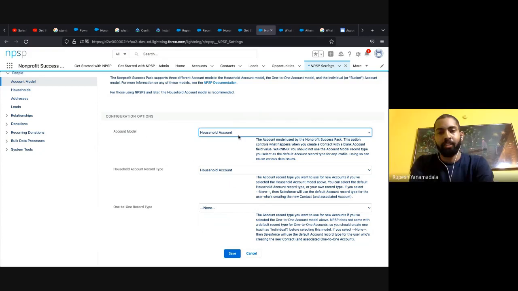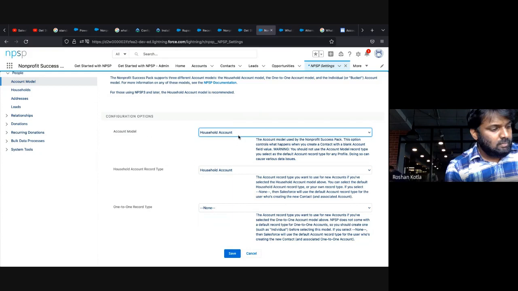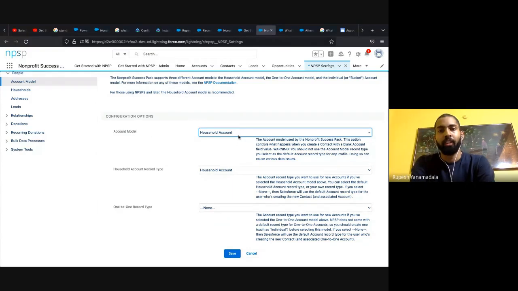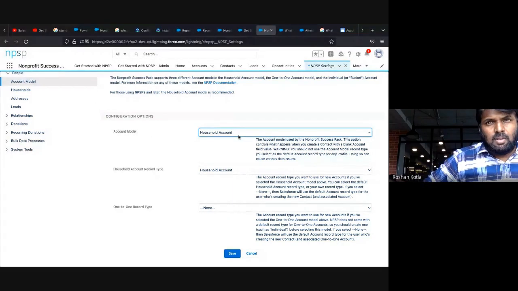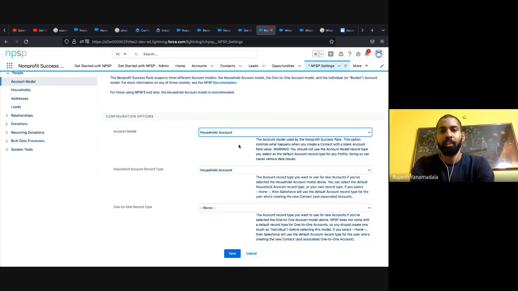Yes. Is that right? Yes. And if it's organization, you just say it's a company. Yes. If it's one-to-one, then you don't expect people to be related to each other. You just target donors in their individual capacity, and you don't bother about maintaining Rupesh's relationship with Roshan. Correct? Yes, exactly. Okay, so that makes some sense.